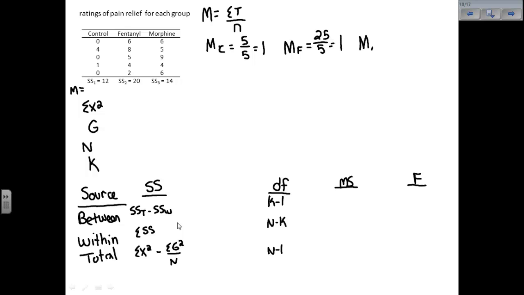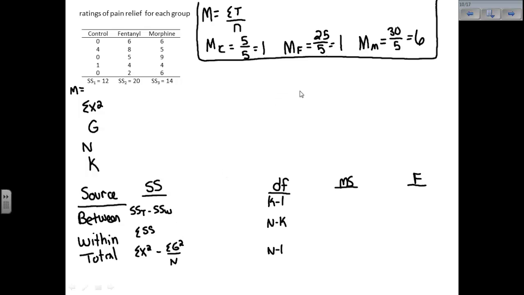And the mean for my morphine group, so 6 plus 5 plus 9 plus 4 plus 6 is 30. And 30 divided by 5, there's 5 in that group, gives you 6 for those means. Again, I'm just calculating those in advance because I'm going to be using those for Tukey's post hoc analysis if I find significant differences. And I can look at this as a simple way to say, okay, so far, looks like morphine is resulting in the most relief. But let's go ahead and complete this to make sure.